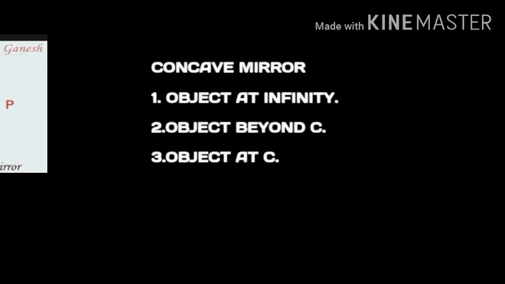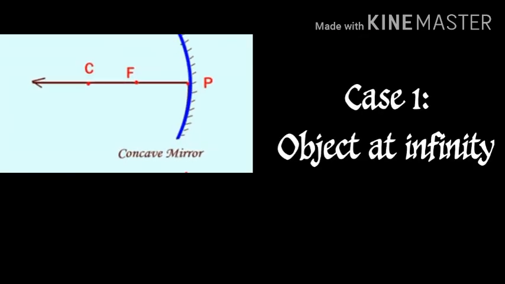In the first case of this concave mirror, we are considering the object at infinity. Case 1, object at infinity. That is, the object is placed very far away from the mirror. A normal example we can consider is the sun as an object in front of a small concave mirror. So what happens when we consider an object at infinity or very far away from the concave mirror?